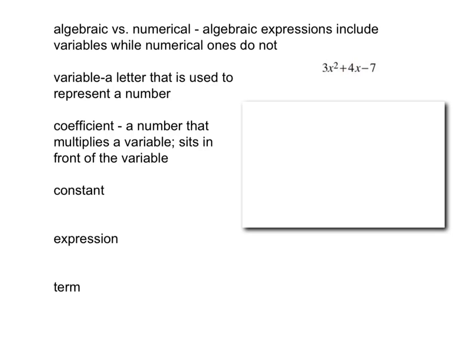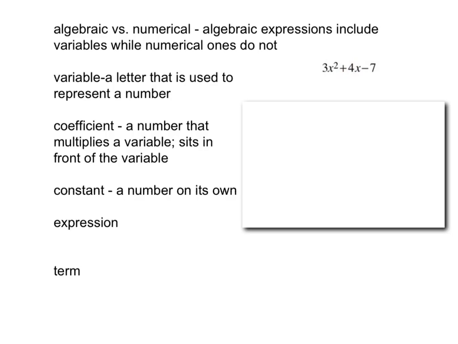Okay, moving on to constant. A constant, a number on its own. The -7 in this expression is a constant, and it can be any value that's a regular old number. It doesn't have to be an integer or a whole number. Moving on to expression.